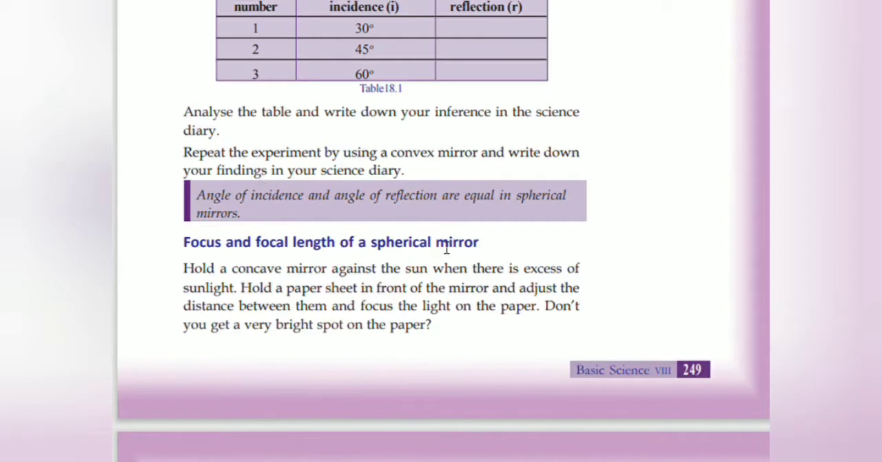Focus and focal length of a spherical mirror. Hold a concave mirror against the sun. So we have to take one concave mirror and hold it against the sun, where there is excess of sunlight. Why are we holding it against the sun? Because if we hold the concave mirror towards the sun, the ray will be less.